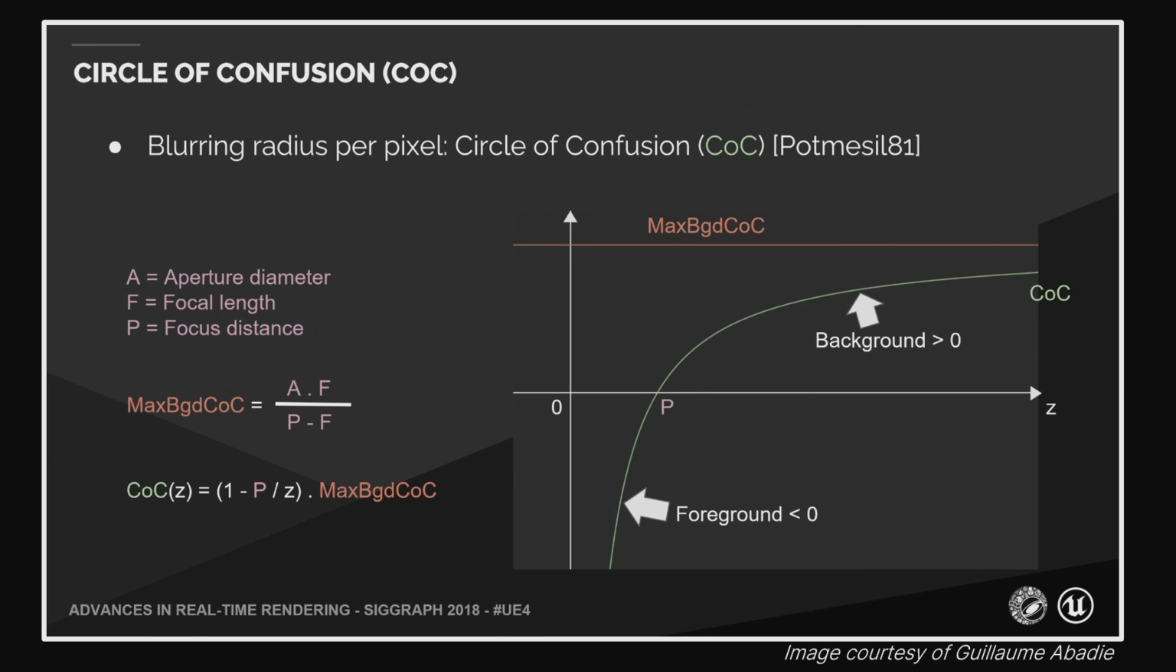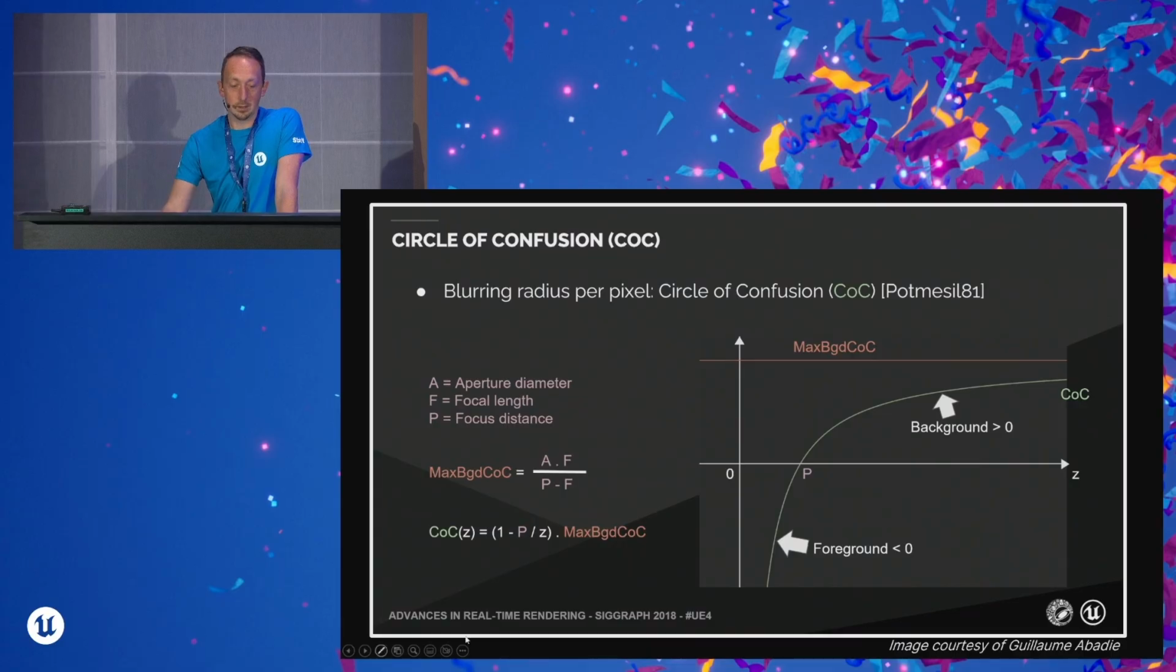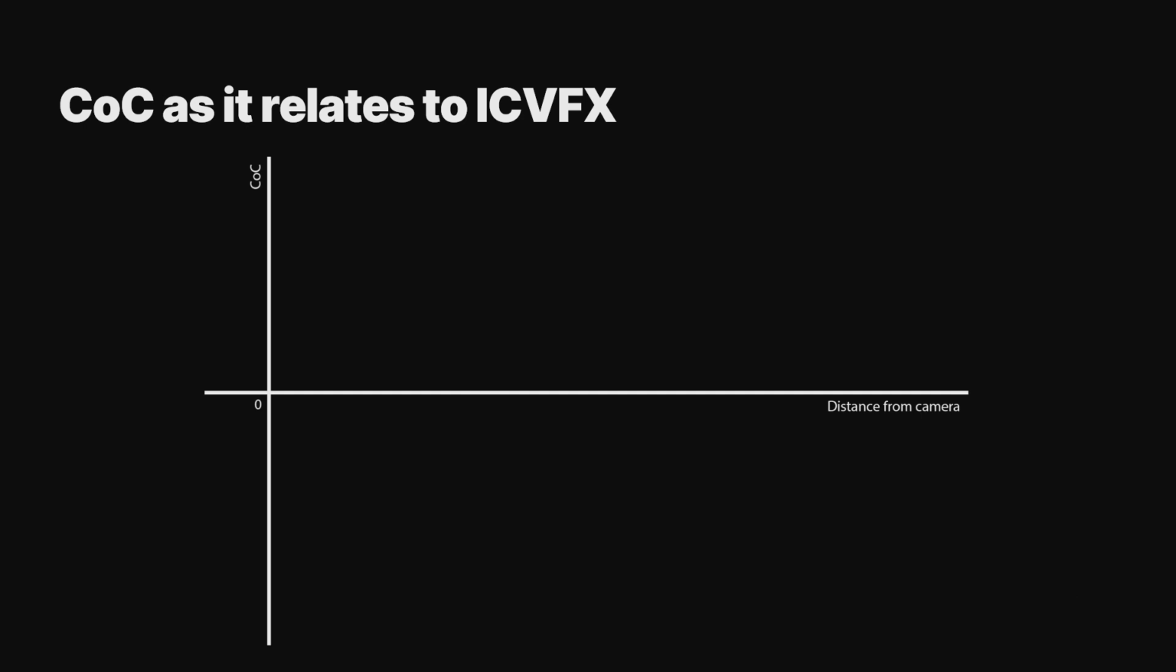Now, in Unreal, circular confusion is used as a parameter in our formula to blur a pixel. And so basically, over distance from camera, and based on the focus distance, the circular confusion gets larger, and essentially we can just call circular confusion the blurriness of a pixel at depth. And as that relates to in-camera visual effects, well, here's that circle of confusion over distance.